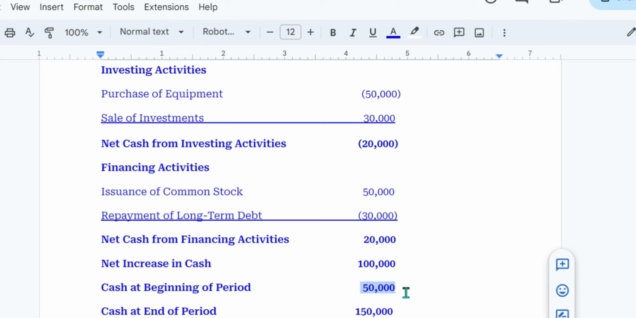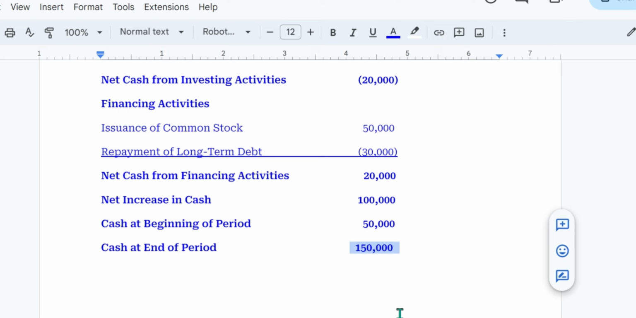So at the start of the financial statement period, the company would have had $50,000 cash in its bank account, and then we add it to the increase in cash, and this gives us cash at the end of the period of 150,000. So this 150,000 should be in the company's balance sheet at the end of the accounting period. So those are examples of financial statements in practice. That's an introduction to the 3 main financial statements.